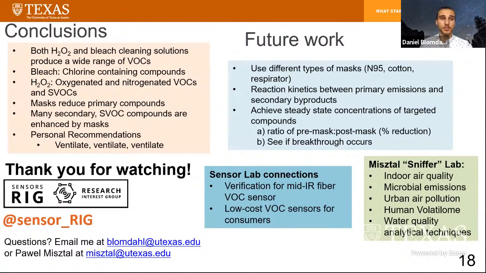So for some conclusions, both hydrogen peroxide and bleach contain a wide range of volatile organic compounds. Bleach results in a lot of chlorine-containing compounds, while hydrogen peroxide results in a lot of oxygenated and nitrogenated compounds. And our initial pilot studies show that masks do reduce the primary compounds, but show signs of larger molecular weight and secondary compounds that are enhanced.